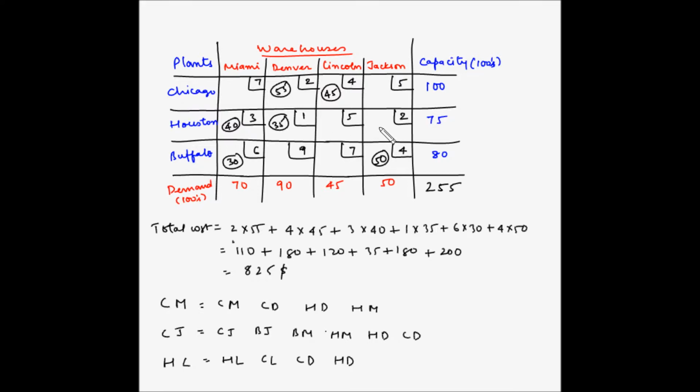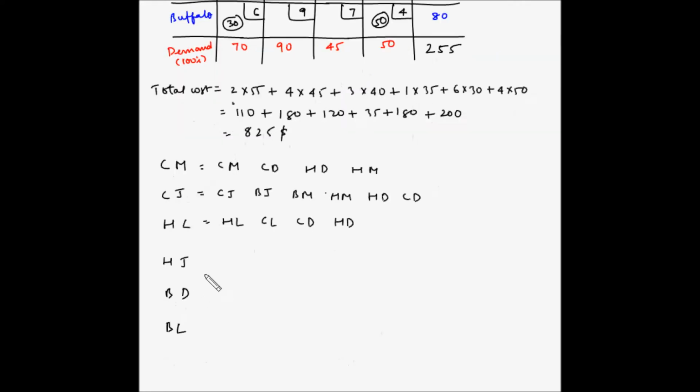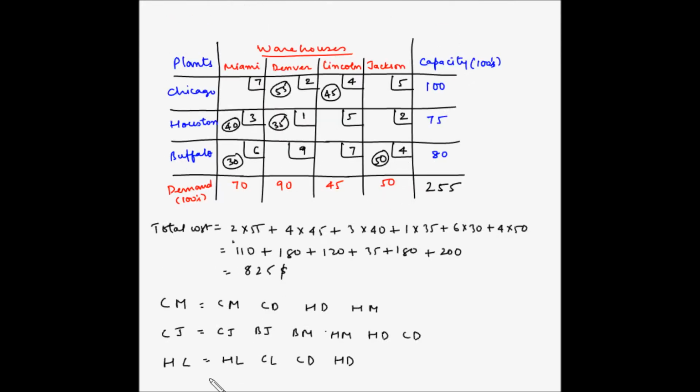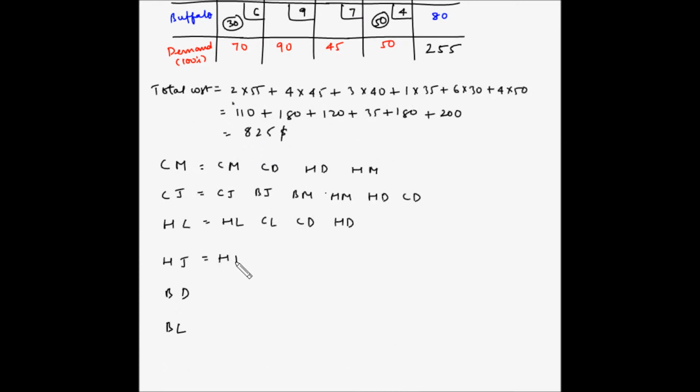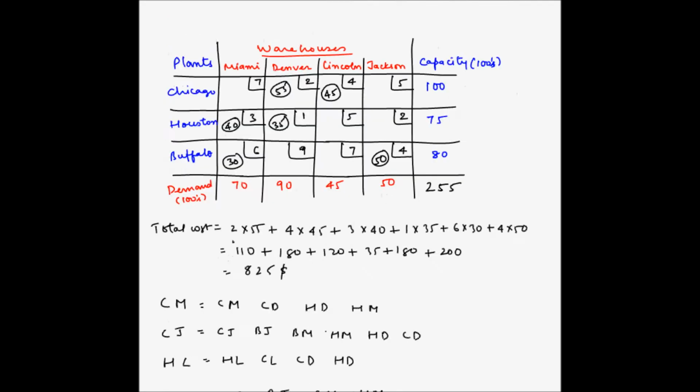The next one is Houston Jackson. So the closed path will be Houston Jackson to Buffalo Jackson to Buffalo Miami to Houston Miami and then back to Houston Jackson. So this becomes Houston Jackson HJ to BJ to BM to HM.